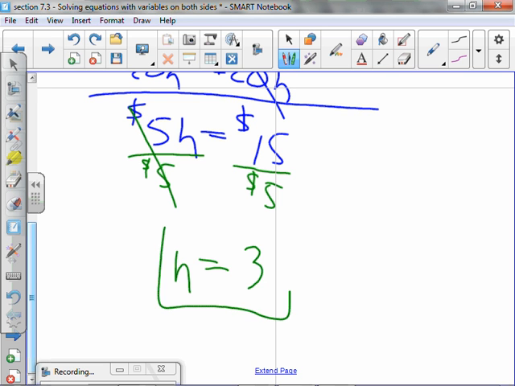So for 3 hours, both of these companies would charge me the same thing for renting things, both the sailboard and the wetsuit. But anything that's not 3 hours, they would be charging different amounts. Okay, got it? Good, let's try one more.